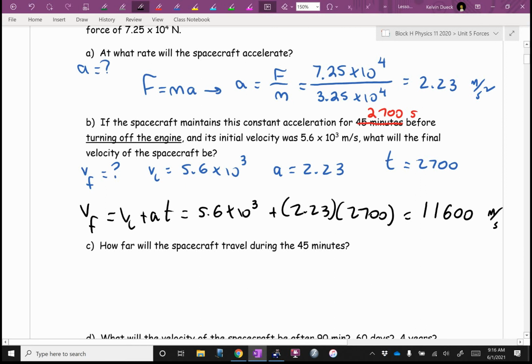Okay. Front row Parker, what's C asking me to find? I think we're going to get a displacement. Which equation? I'm not going to relist everything since I got it right here.